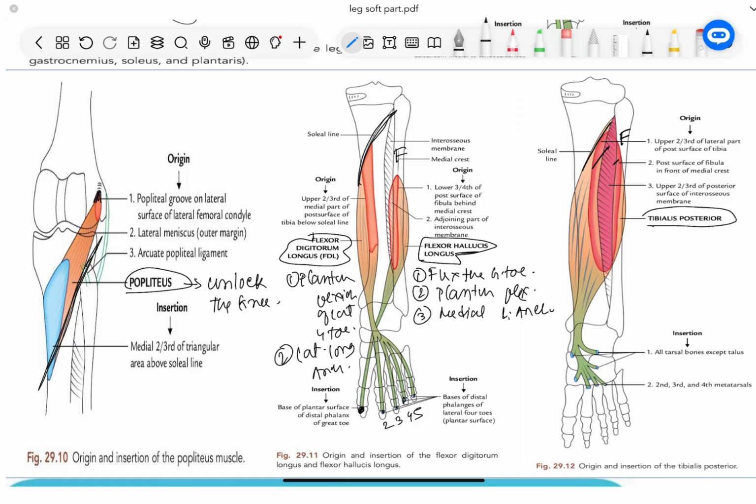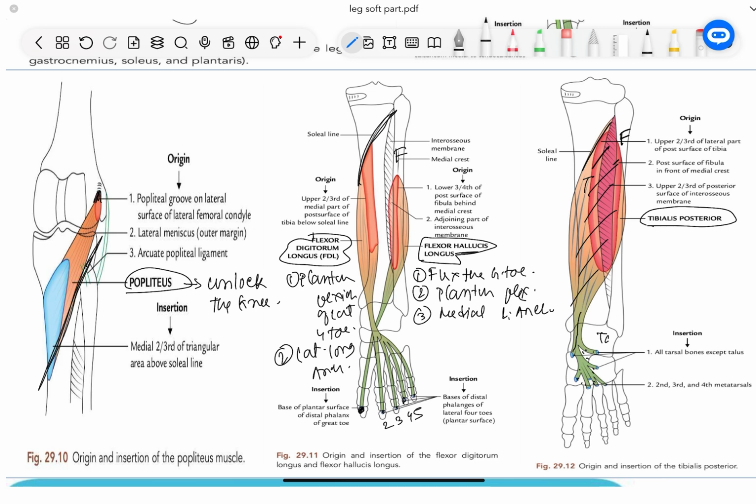The last muscle is the tibialis posterior. Tibialis posterior arises from the upper 2/3 of the posterior surface of the tibia, below the soleal line region also it is coming. It also arises from the posterior surface of the fibula, and the upper 2/3 of the interosseous membrane. It's quite a big muscle, arising from the tibia, fibula as well as interosseous membrane. As it is coming down, it divides into multiple small tendinous insertions, and into all the tarsal bones it will be inserted except one bone, but chiefly it inserts into the navicular bone, and it also passes to the 2nd to 4th metatarsals.